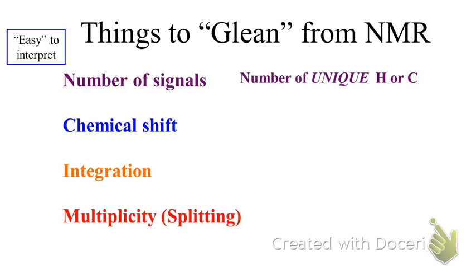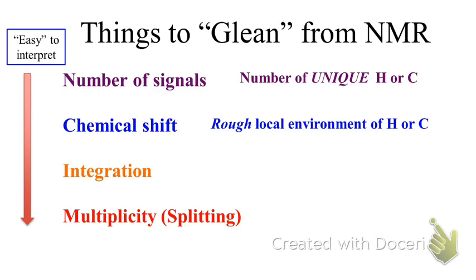So that's relatively simple as far as the interpretation goes. We can then look at chemical shift, which is a slightly larger interpretation and takes a little bit more analysis. It gives you the rough local environment of where your hydrogens or carbons are located. That information you should be looking up.